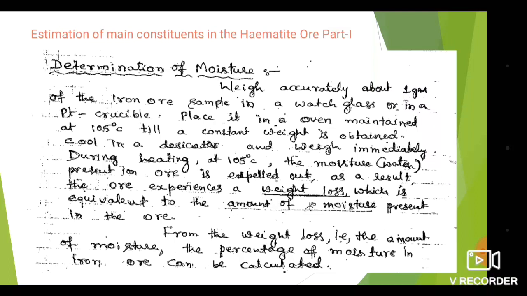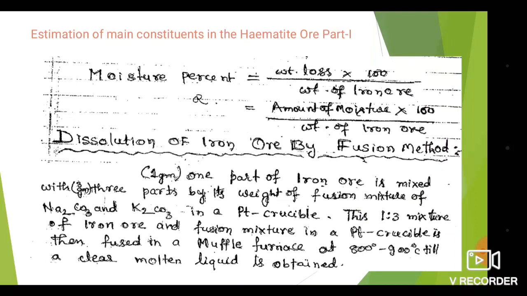So from the weight loss, that is the amount of moisture present in the ore, the percentage of moisture in the ore can be calculated by the formula: moisture present equals weight loss into 100 divided by weight of iron ore. This is about the estimation of moisture in the ore.